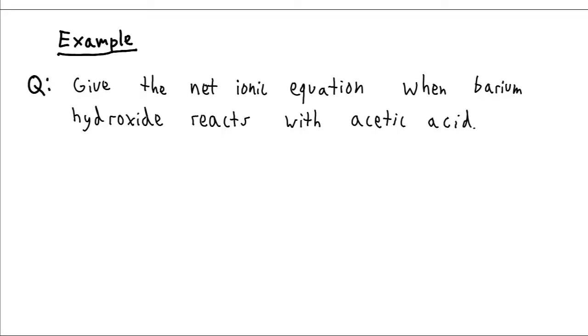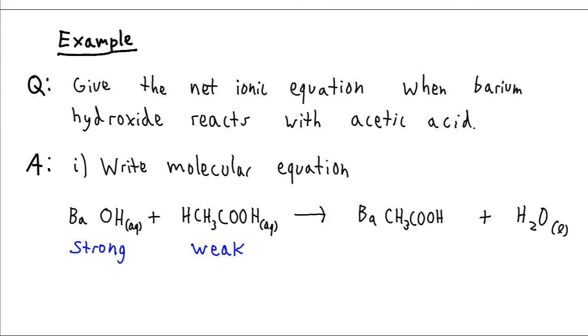Let's say that we want to write the reaction for barium hydroxide with acetic acid. And we'll go ahead and try and come up with the net ionic equation for this reaction. We can start by doing the molecular equation. And if we recognize all of our charges here, this is our acetate ion, then we can go ahead and make sure we have the correct compounds.